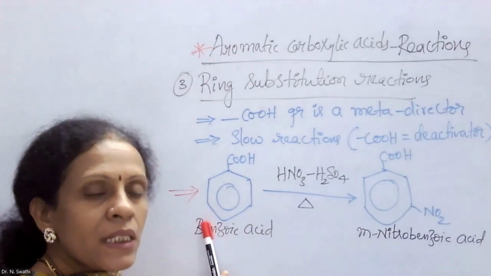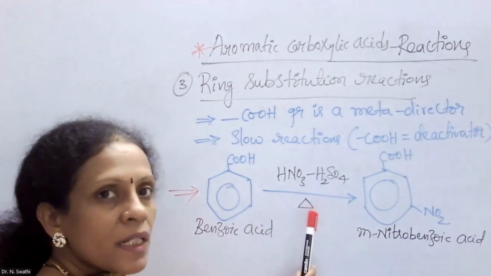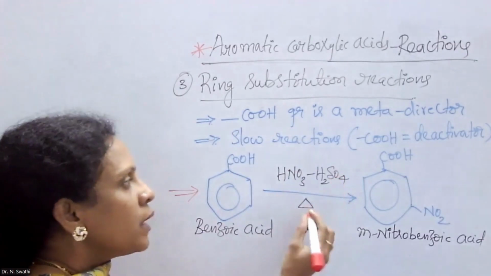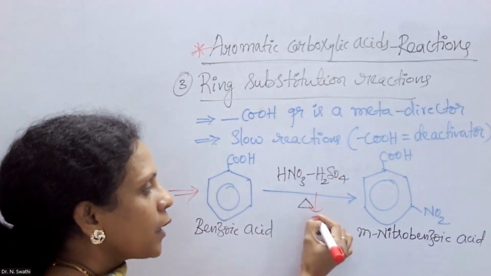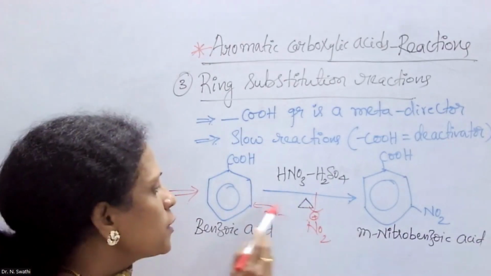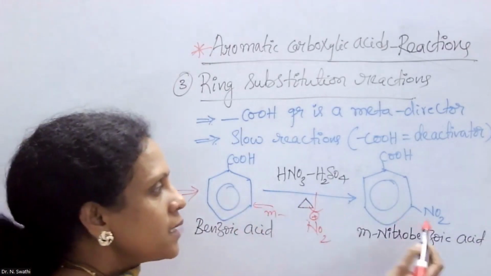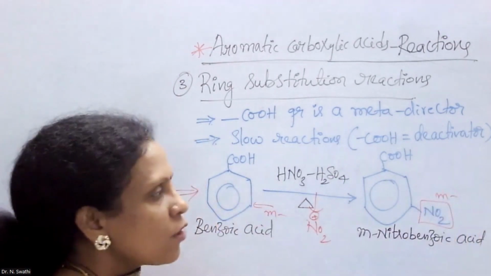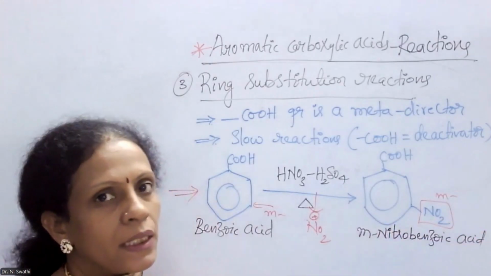When benzoic acid is subjected to nitration, that is, when it is treated with concentrated sulfuric acid and concentrated nitric acid, nitronium ion is generated as the electrophile. Now, the liberated nitronium ion prefers to attack at the meta position, and thus the nitro group is attached at the meta position, resulting in the formation of meta-nitrobenzoic acid as the product.